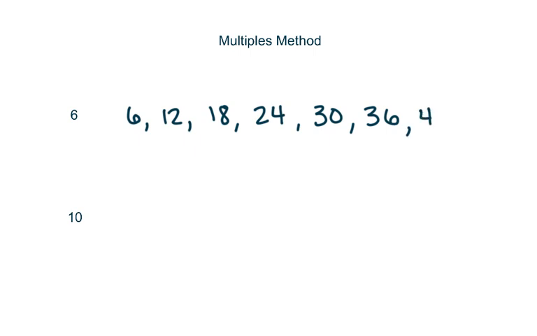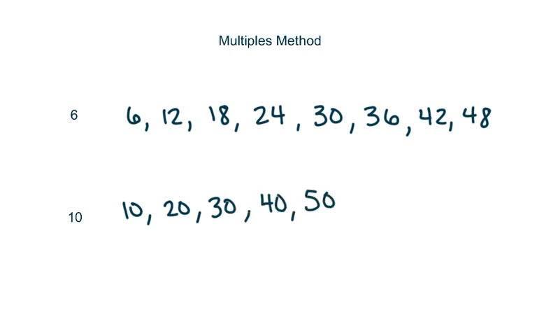So for example, 6, 12, 18, 24, 30, 36, 42, 48. So hopefully we've gone far enough that we'll be able to find something that they have in common. For 10, we have 10, 20, 30, 40, 50, and so on. So I could have stopped as soon as I saw the one that they had in common, but if you don't recognize it, then it might take a little bit to find it.